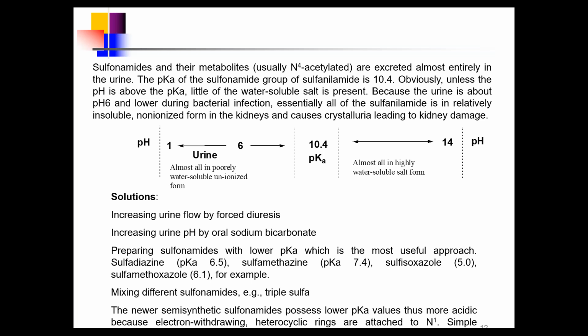So if you are going to use sulfonamide type of antibacterial agents for the treatment of urinary tract infection, you have to ensure that the pH of the urine is increased. Okay, so there are certain alkalizers which are available.